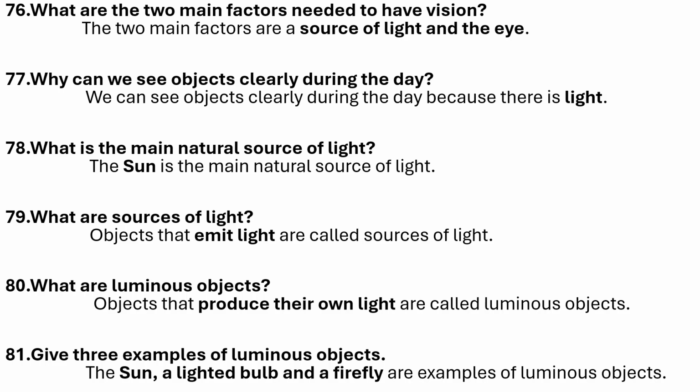What are sources of light? Objects that emit light are called sources of light. What are luminous objects? Objects that produce their own light are called luminous objects. Give three examples of luminous objects. The sun, a lighted bulb, and a firefly are examples of luminous objects.